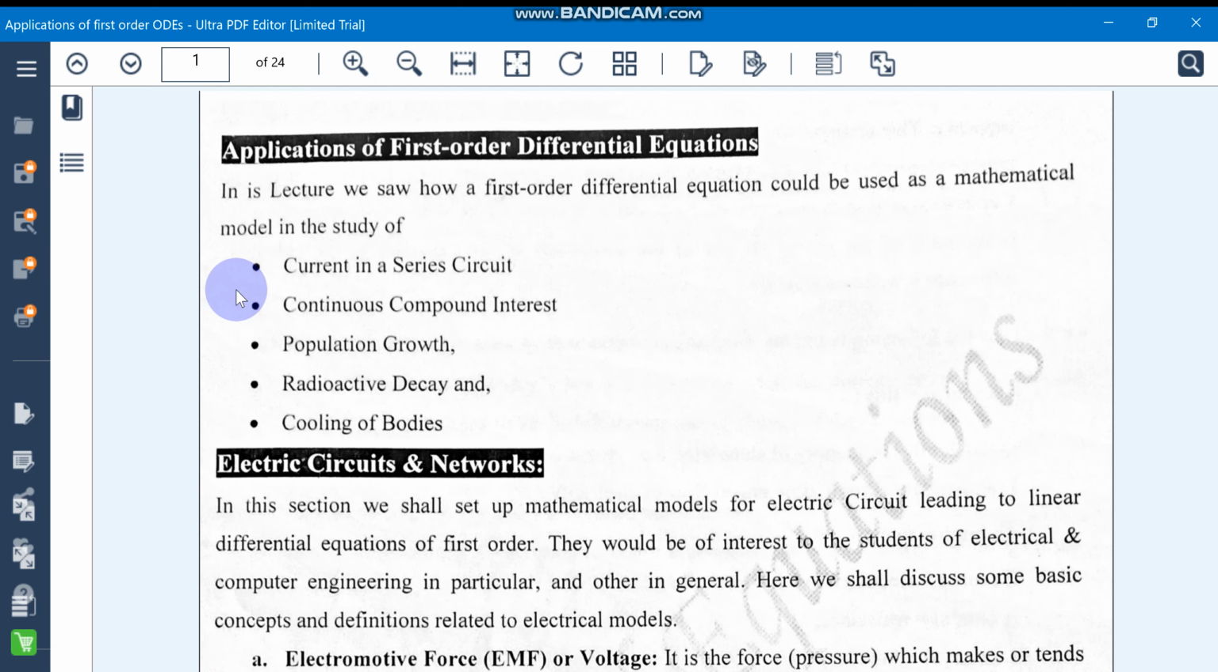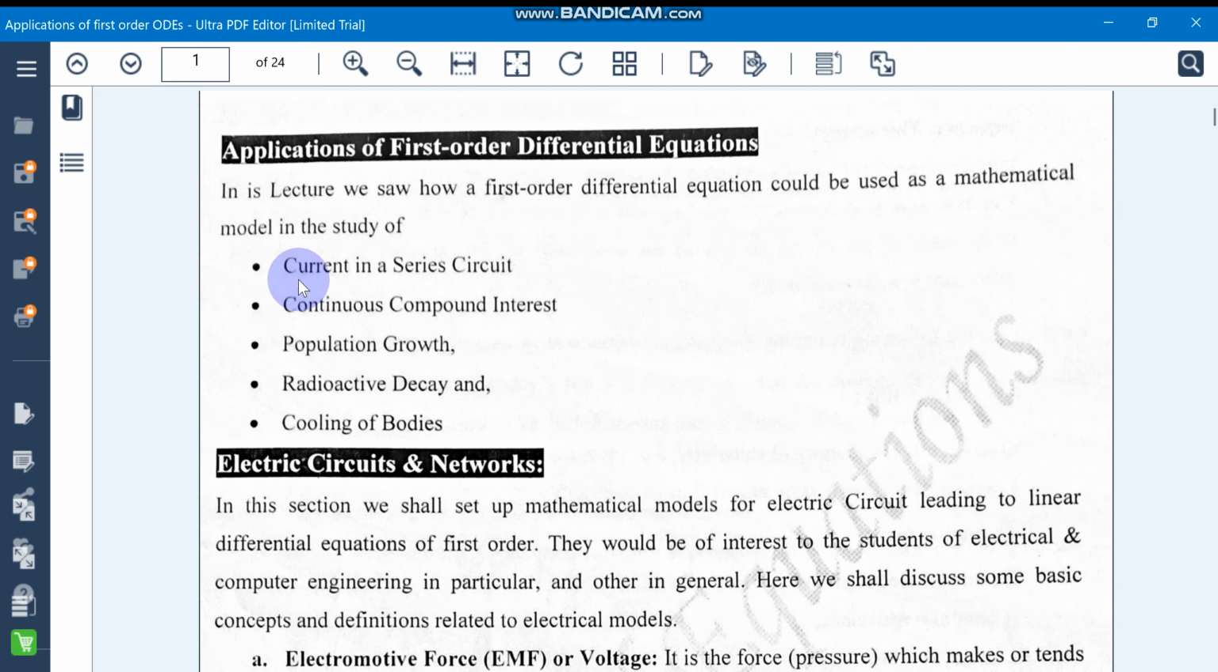So up to now we have discussed many first order differential equations like the Riccati differential equation, exact differential equation, linear differential equation, separable differential equation, and so on. Today we will discuss some applications of the first order linear differential equation.